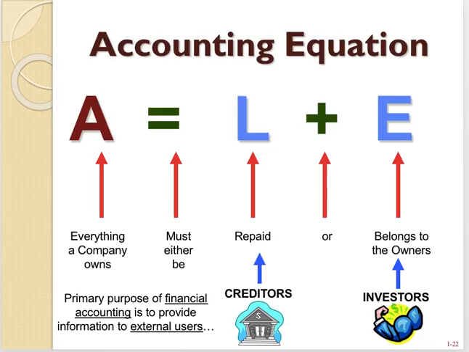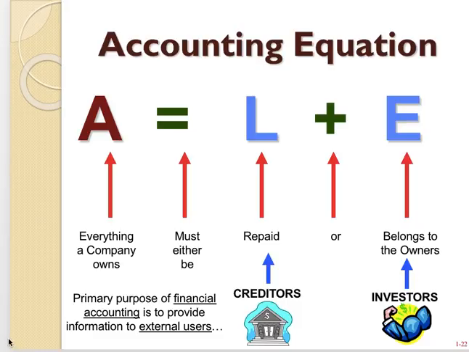So again, to recap now, the whole accounting equation tells us that everything a company owns, which are the assets, must either be repaid, which is a liability, and we repay them to the creditors, or it belongs to the owners, which is equity, and another word for owners is investors.